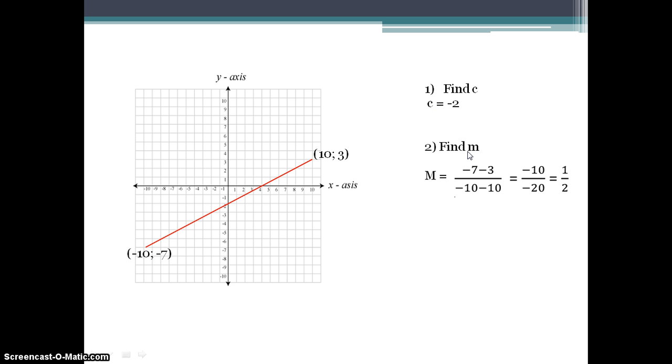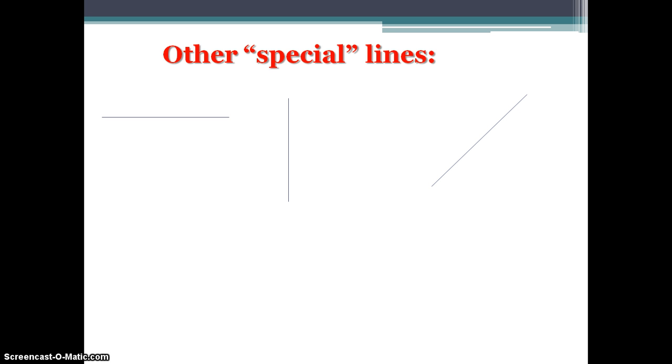Now I have c and m. I can substitute those values into my standard formula. So y is going to be equal to 1/2x minus 2. And that's it. There's some special cases that you can look for.